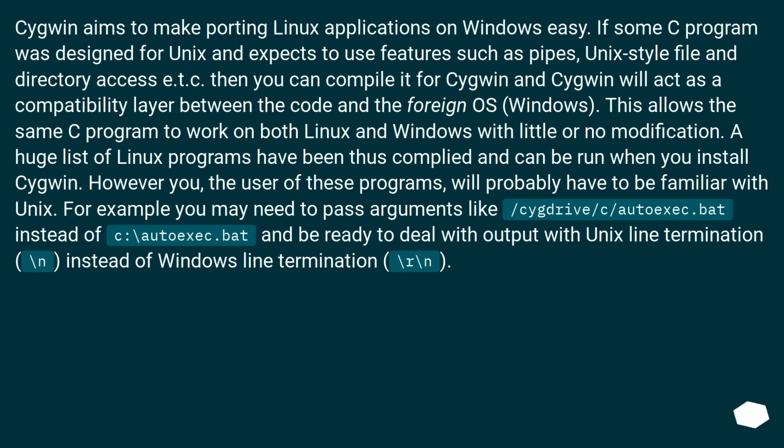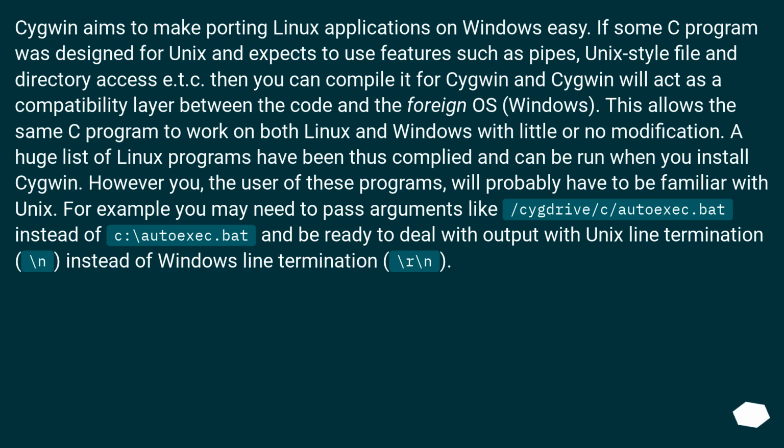If some C program was designed for Unix and expects to use features such as pipes, Unix-style file and directory access etc., then you can compile it for Cygwin, and Cygwin will act as a compatibility layer between the code and the foreign OS, Windows. This allows the same C program to work on both Linux and Windows with little or no modification. A huge list of Linux programs have been thus compiled and can be run when you install Cygwin.